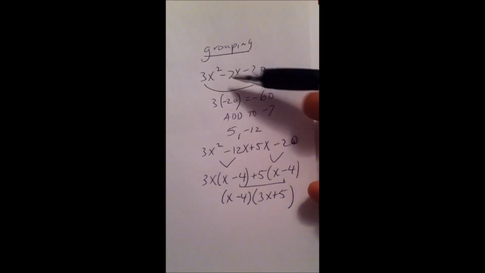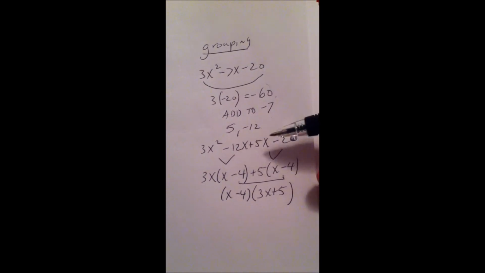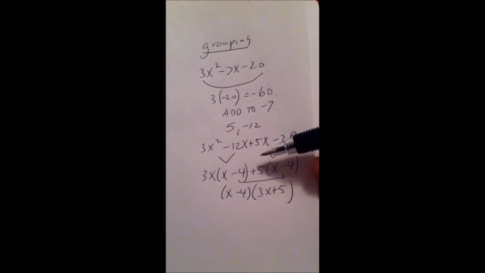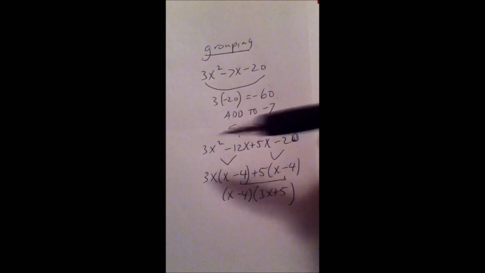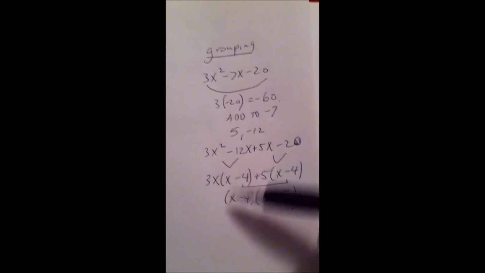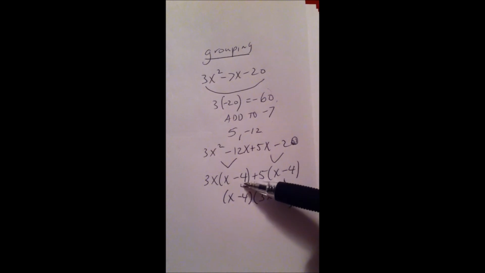So now I'm breaking up the negative 7x as negative 12x plus 5x. You see, it didn't change. Now we have 2 pairs. So I'm going to group these 2 together, factor out a 3x. I'm left with x minus 4.